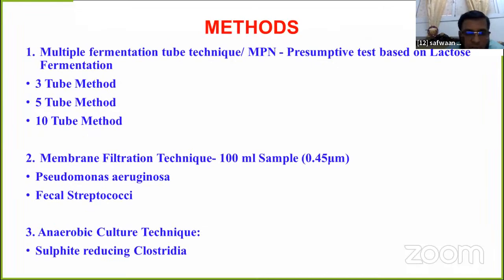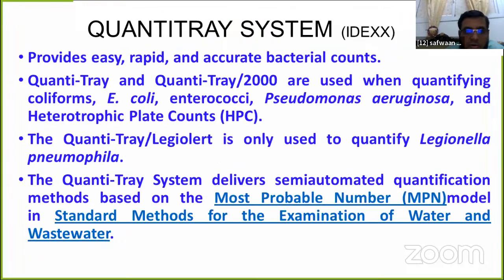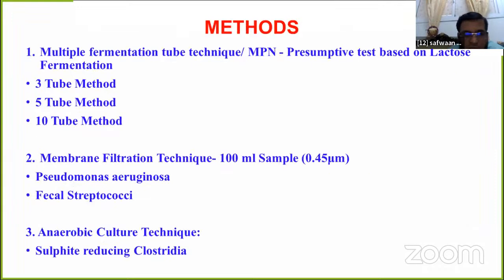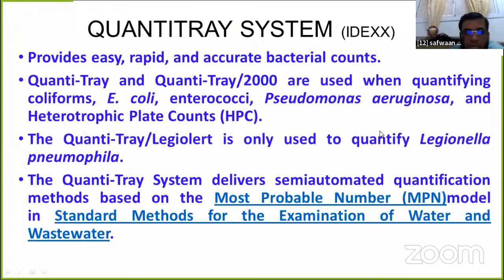These are the routine methods, but here I am discussing one advanced method called Quanti-Tray. It is given by the IDEXX company. This is based on the most probable number, but it is an advanced system. In the case of the MPN system, 3-tube, 5-tube, 10-tube, you take different volumes of the water and a series of tubes with Durham tubes. But the Quanti-Tray is an advanced system. There is a ready-made medium provided here called Colilert.